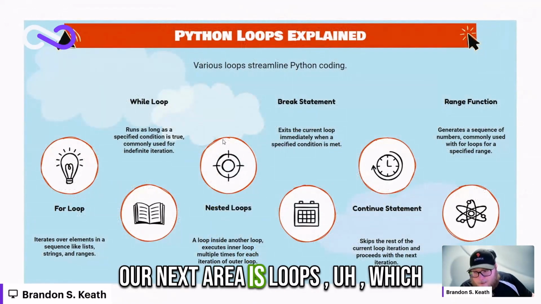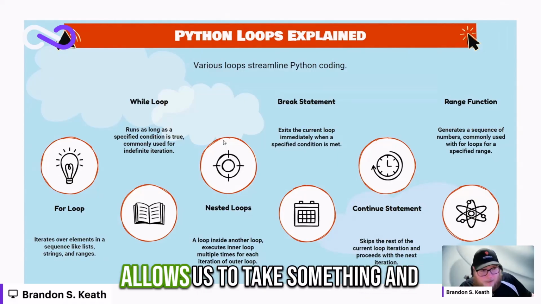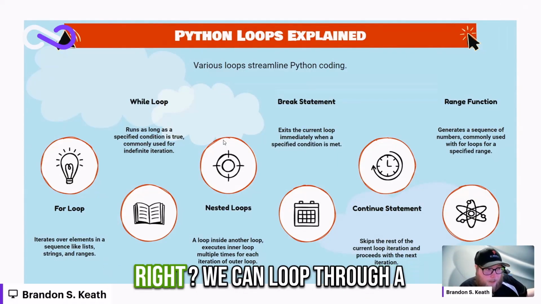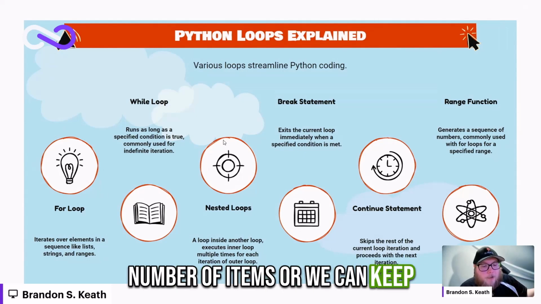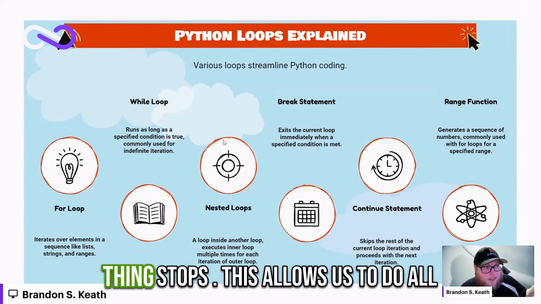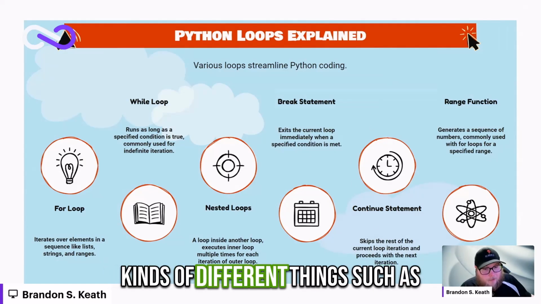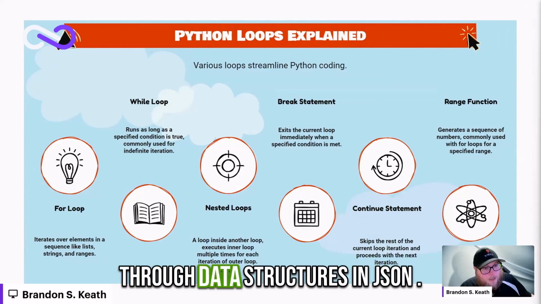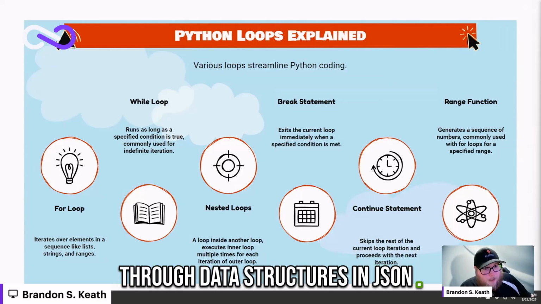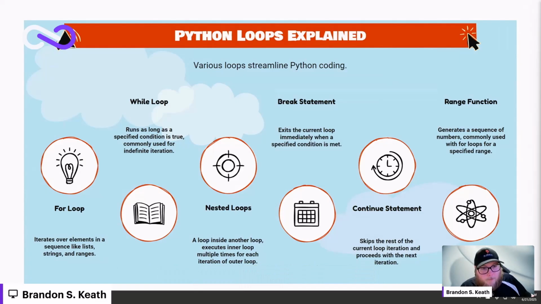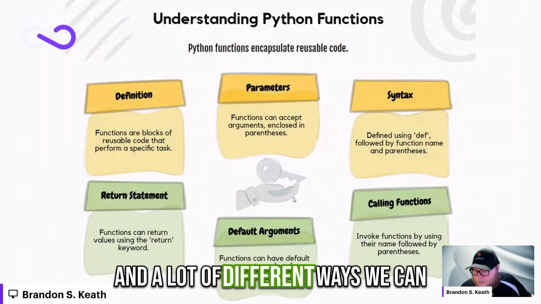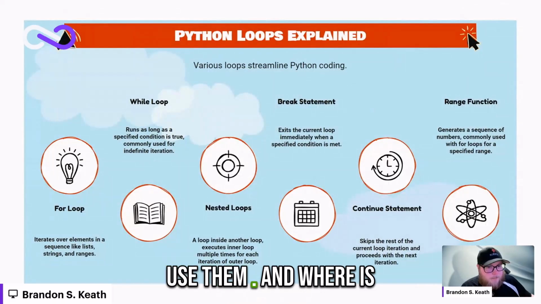Our next area is loops, which allows us to take something and we're going to loop through it, right? We can loop through a number of items, or we can keep doing something until a certain thing stops. This allows us to do all kinds of different things, such as looping through lists, looping through data structures in JSON. Very, very powerful when we start utilizing loops in a lot of different ways we can use them.